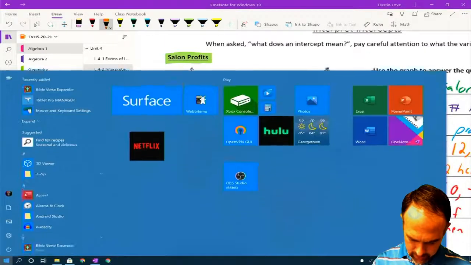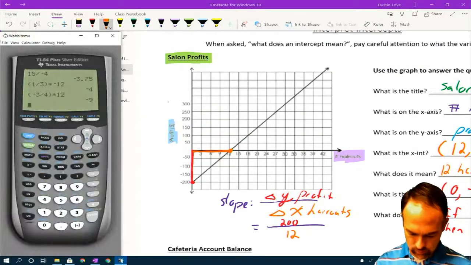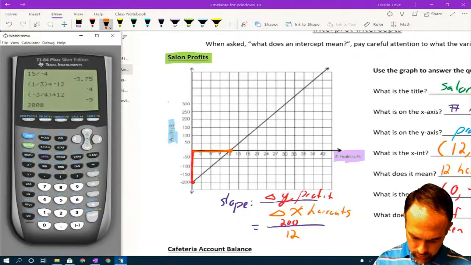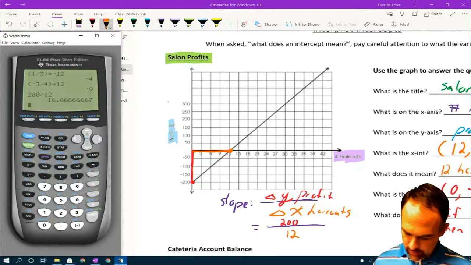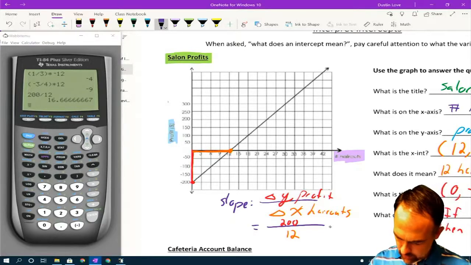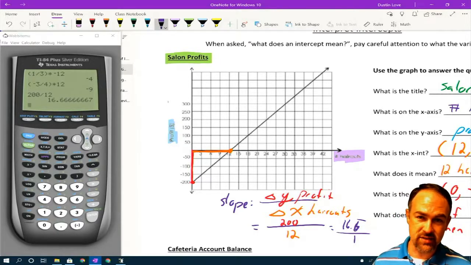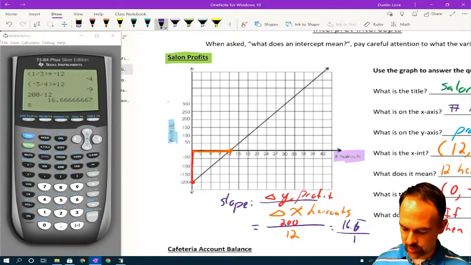Let me grab my calculator. $200 divided by 12 is 16.67, over 1. So what that means is, profit per haircut, she's making $16.67 per haircut. So here the slope is how much money she makes per haircut.